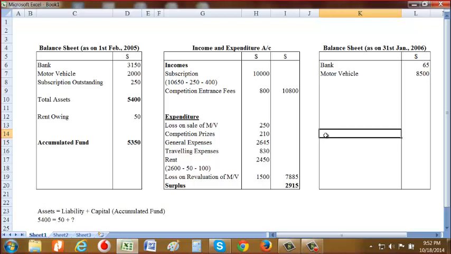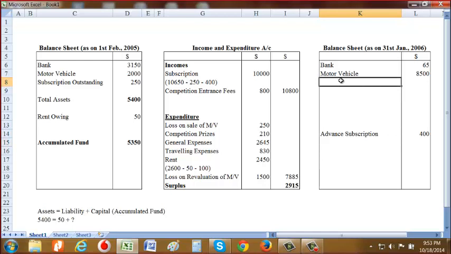So advance subscription. We got advance subscription this year. So 400 will be our liability. Okay. There is no outstanding subscription as we had on the first day. On the last day there is no outstanding. Instead of outstanding there is advance subscription 400. See here. So that is our liability. Okay.